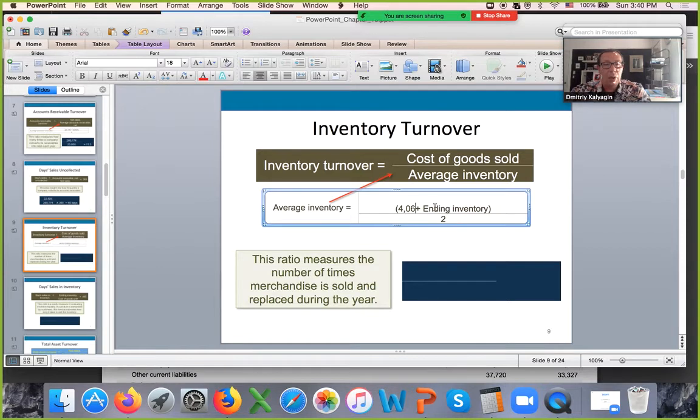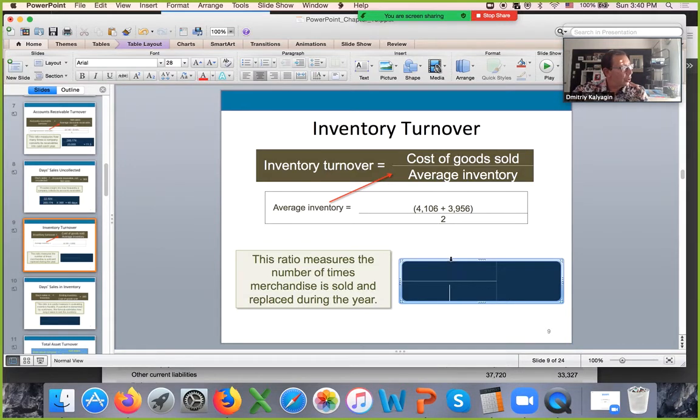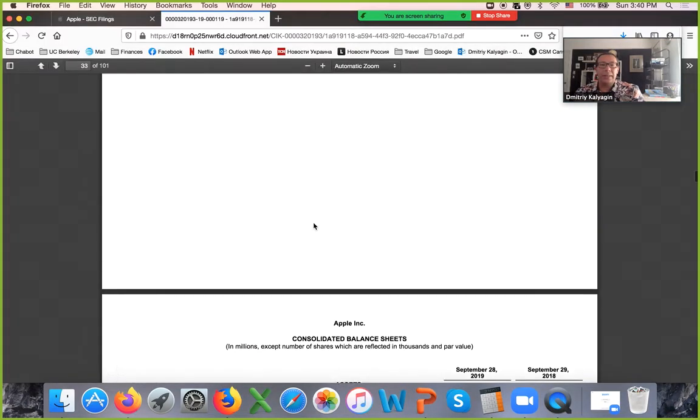4106. Oops, I'm missing that one. Plus ending inventory, which is inventory for 2019, and it's $3,956, divided by 2. And so my average inventory when I divide it by 2 is going to be 4031. Cost of goods sold is usually reported on the income statement.